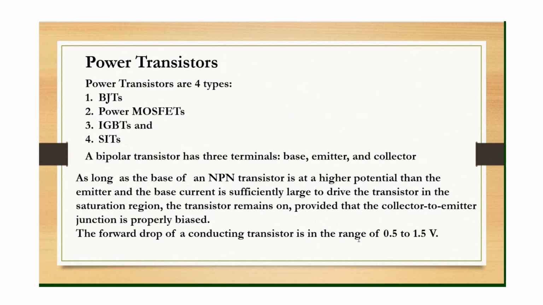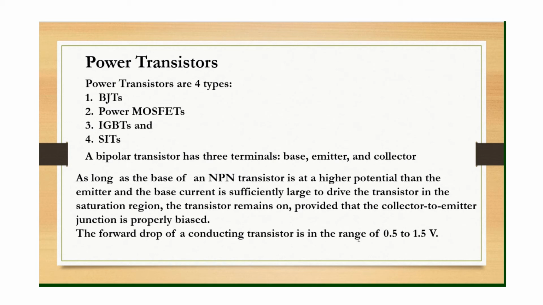Next is power transistors, that is BJTs. You're already familiar. Power transistors are of four types: BJTs, bipolar junction transistors, then you have power MOSFETs, IGBTs, and SITs. So transistors, you're familiar. It's a three-terminal device. It has base, emitter, and collector. As long as the base of an NPN transistor is at higher potential than the emitter, the base current is sufficiently large to drive the transistor in saturation region, or also in the active region.